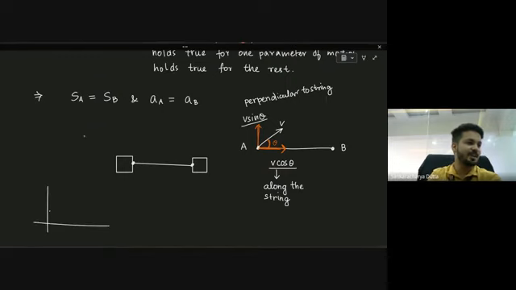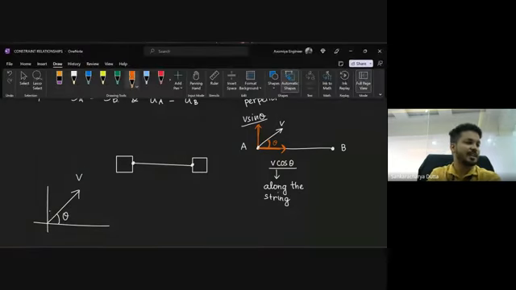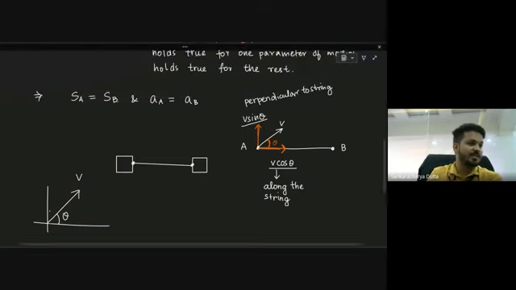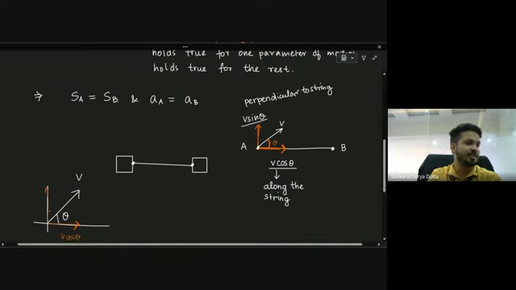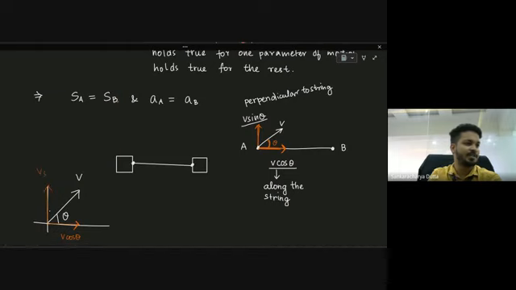Let me quickly revise this. If you have a vector in a certain direction, and this is theta, in physics we cannot analyze vectors like this. It is very difficult. That's the reason I taught you the whole component form. You can break this vector into one vector along this direction, V cos theta, and another vector perpendicular to it, equal to V sine theta.